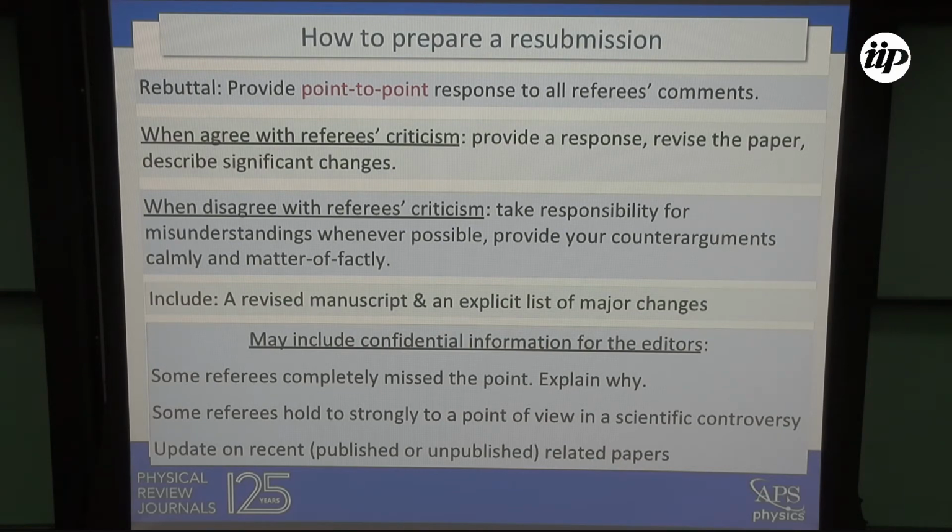Now, I understand that you've done this work, this is your baby, you've written it up, and now somebody comes along and says it's not good enough. It may make you angry. Don't be angry, because all the referee wants to do is help you get this paper published. So, if you disagree with them, just answer them in as calm a manner as you can.